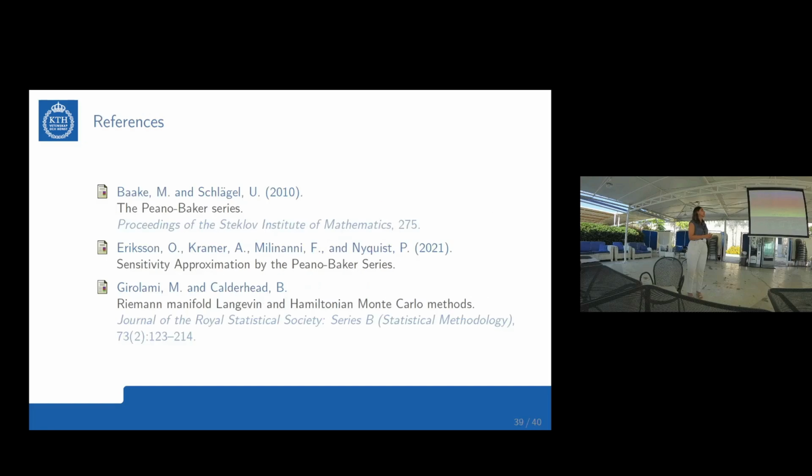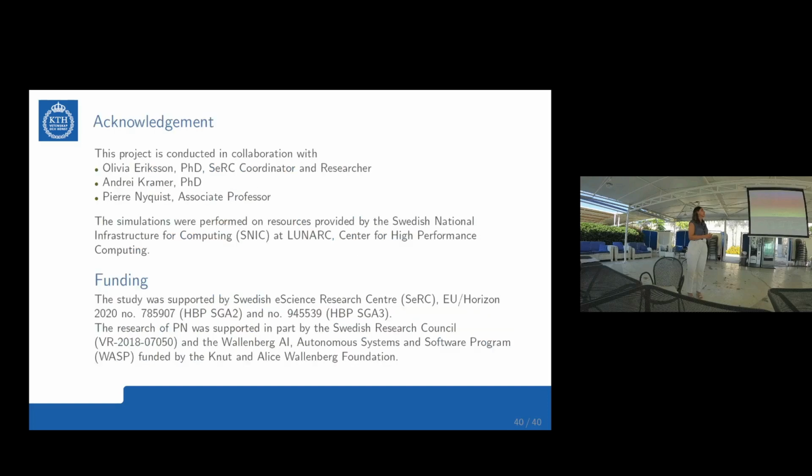So if you want to read more about the Peano-Baker series from a more analytical point of view, you can look at this paper. For the SMALA and RMALA algorithm, you can read this Girolami and Calderhead paper. And for this method that I presented, we have recently submitted a paper on arXiv that you can find there. And also for this project, Olivia Eriksson, Andre Kramer, and Pierre Nyquist took part, so thank them.